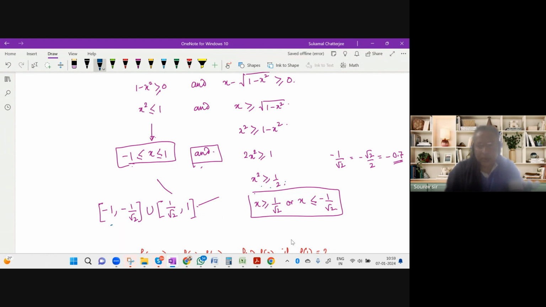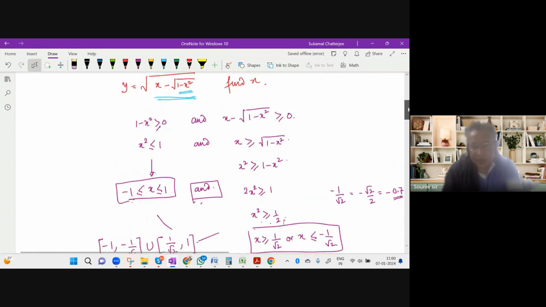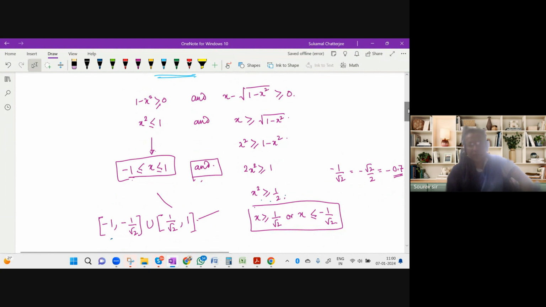No, I think there is a mistake here. One second. x square is greater than this. 1 minus x square, 2x square greater than equal to 1. x square is greater than equal to half. x is greater than equal to 1 by root 2 or less than equal to minus 1.